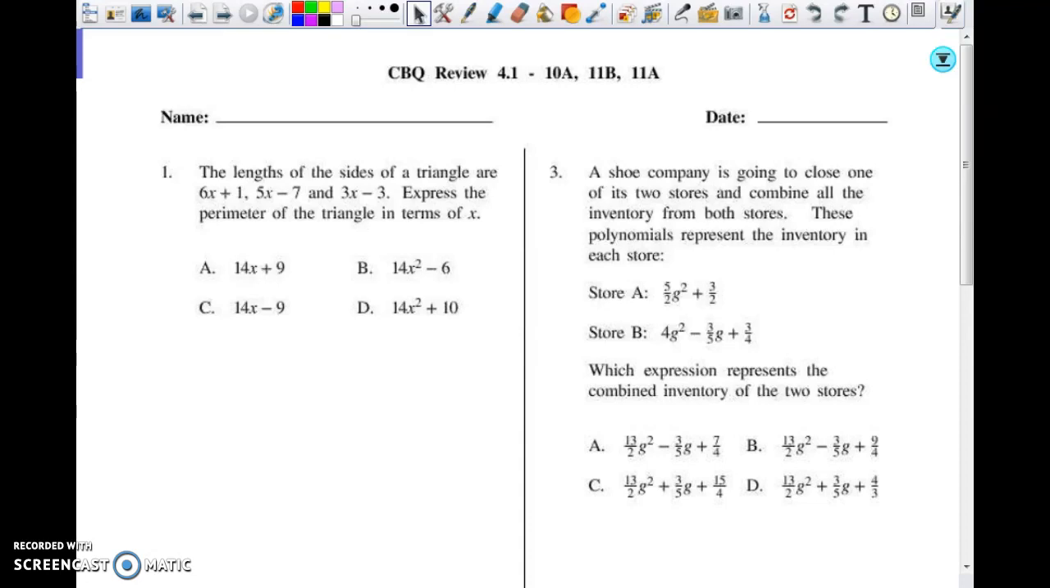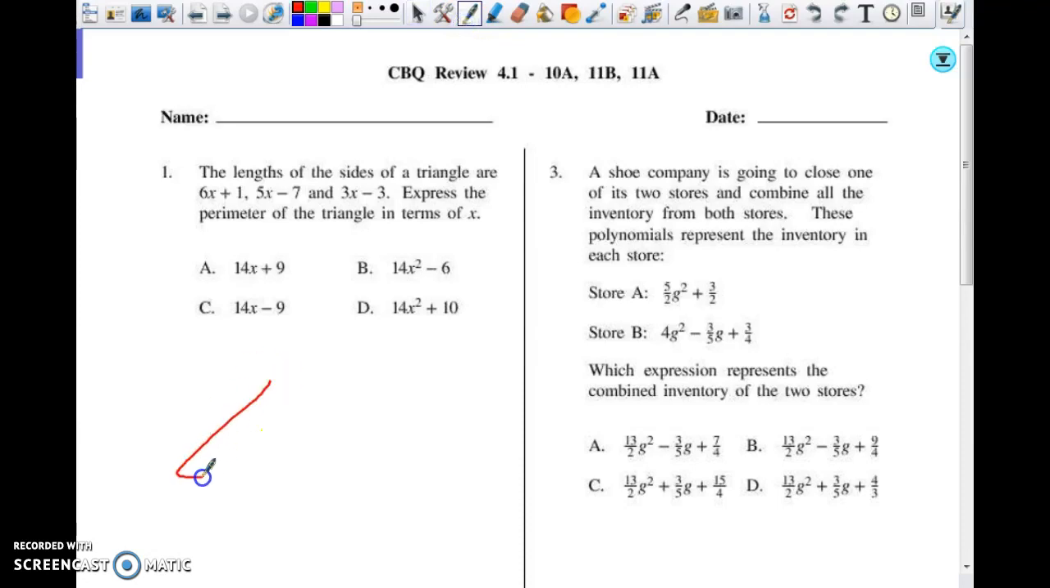Okay, there's about maybe 1 or 2 that you won't use Desmos, but I will show you how to do that. Okay, so number 1, the lengths of the sides of a triangle are 6x plus 1, 5x minus 7, and 3x minus 3. Express the perimeter of the triangle in terms of x.